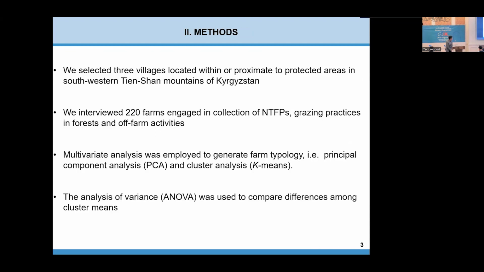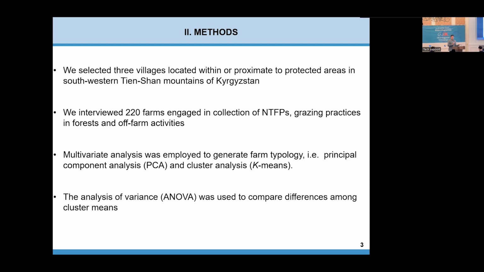So the methods we used in this study: we conducted our survey in three villages that have already been shown by Maksim and Evgenii. In the three villages, we randomly selected 220 farm households engaged in collection of NTVPs, grazing practices, and non-agricultural activities. To differentiate the farms, we used, as I already mentioned, multivariate analysis.